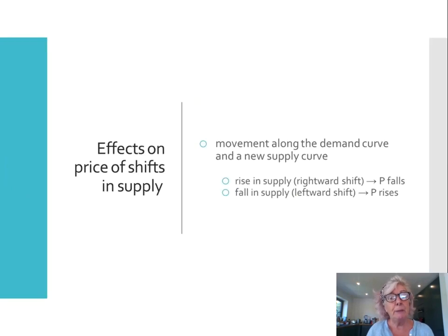How about a shift in supply? So when the supply shifts, we get a movement along the demand curve. And just as we saw before, a rise in supply causes a rightward shift in the supply curve, and this will cause the price to fall. A fall in supply will cause the supply curve to shift to the left, and that will cause the price to rise. Opposite way round from demand, remember.